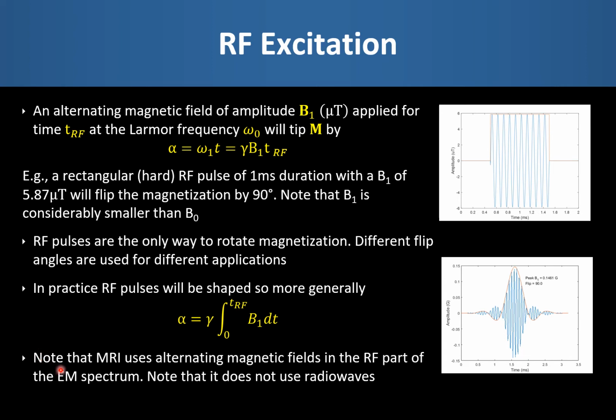And it's important to remember that MRI uses the alternating magnetic fields in the RF part of the electromagnetic spectrum. It does not use radio waves, as is sometimes mentioned in the popular literature.